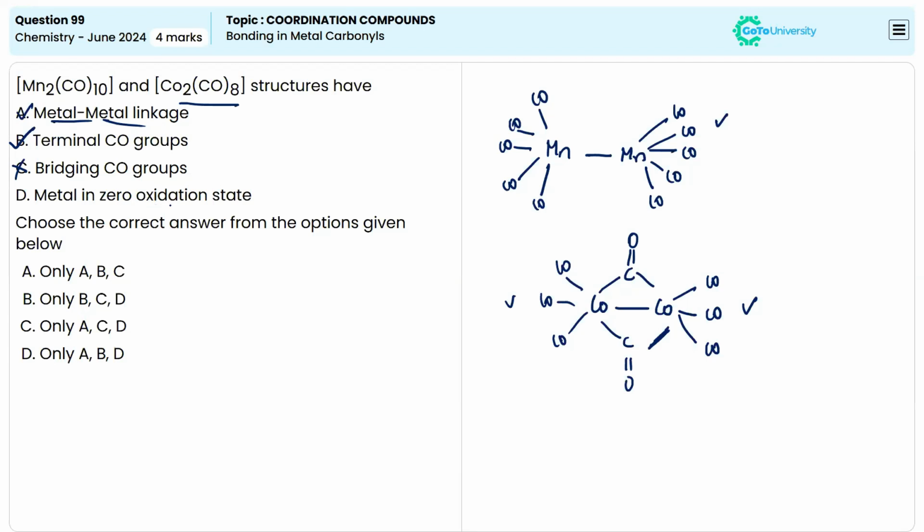Metal is in zero oxidation state. So let us consider the two compounds. In the first compound, the manganese is in zero oxidation state because the ligand is carbonyl group which has zero charge, right? The second one is also carbonyl group, zero charge, which means the metal will be in zero oxidation state in both of the complexes. In the first one, manganese is zero, and for the second one, cobalt is zero. So this is also true for both the compounds. So A, B and D are true for both of them. So the correct answer is option D.